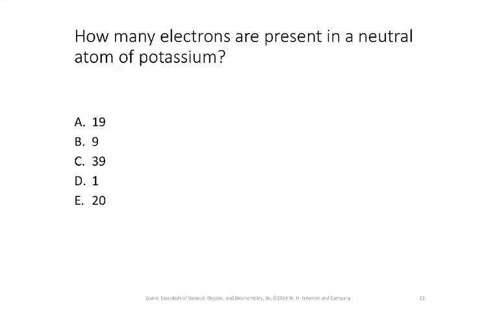All right, here's another one. How many electrons are present in a neutral atom of potassium? The tricky part here is probably finding potassium on the periodic table because you need to know the atomic symbol. And this is one that's not based on English, right? It has nothing to do with our name for it. The atomic symbol for potassium is K. Yes, K.